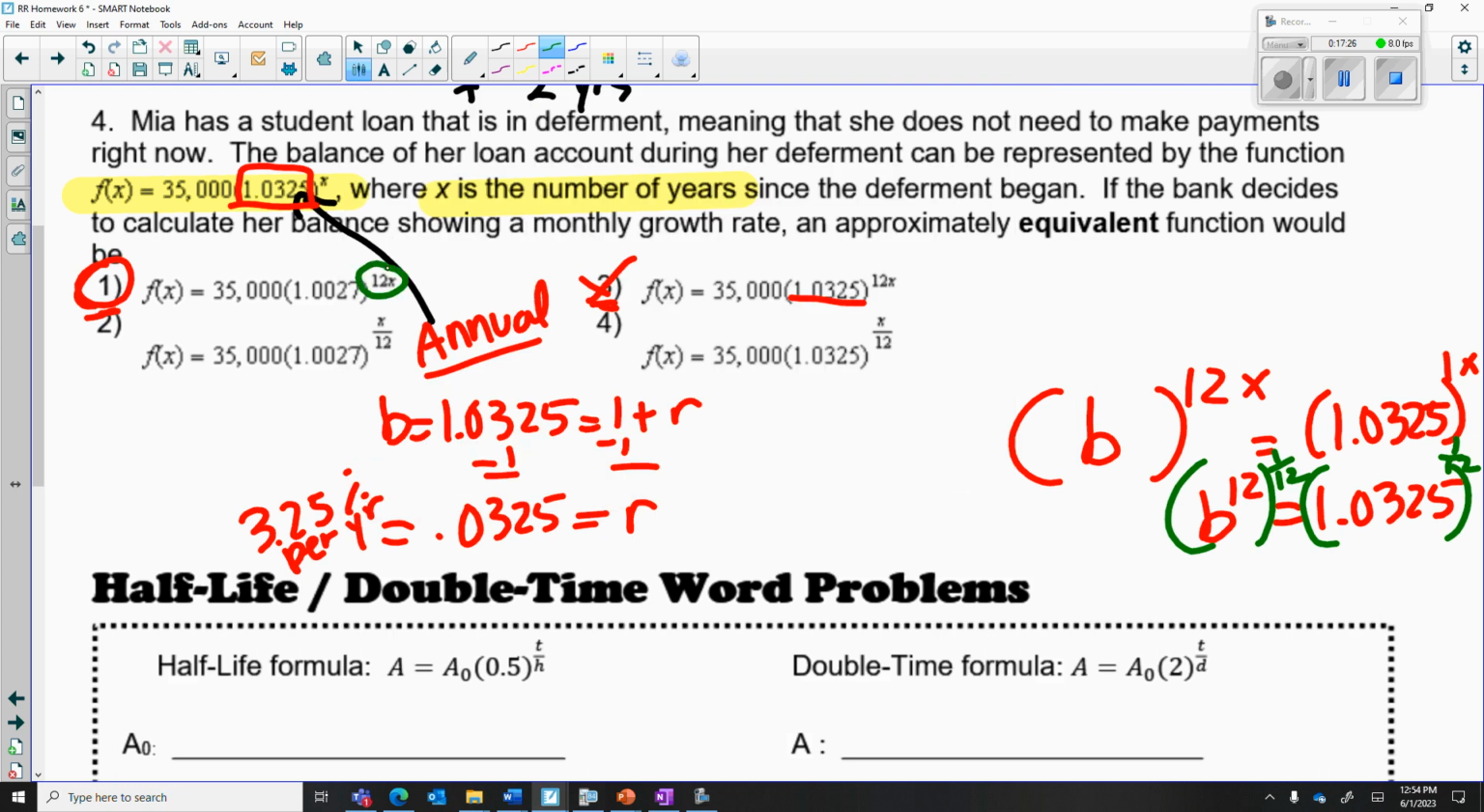If you know that it's going to be b to the 12t, where 12 represents monthly, you know the answer has to be 1 or 3, and it can't be the same number as the annual rate, so that's why I crossed out choice 3.